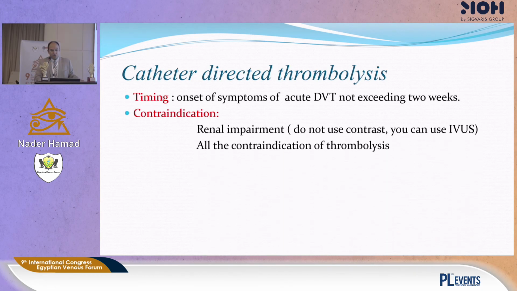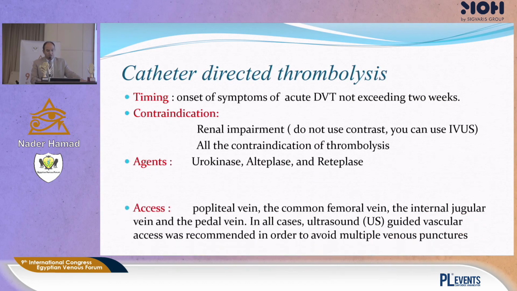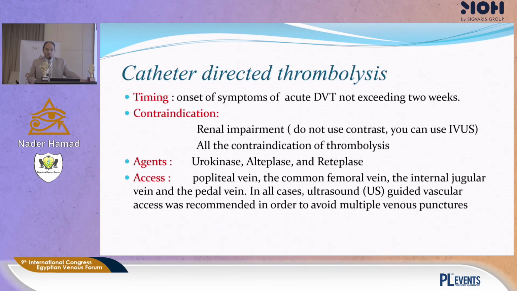And the contraindications were almost the same. The agents that are used now, the urokinase, the alteplase, the rTPA is more present in Egypt. And the access is different. People were actually adopting the popliteal vein cannulation in the trials in most patients, but nowadays there is an increased tendency towards using the tibial veins to be able to thrombolyze the popliteal, femoral, and the iliofemoral segment in the same setting.